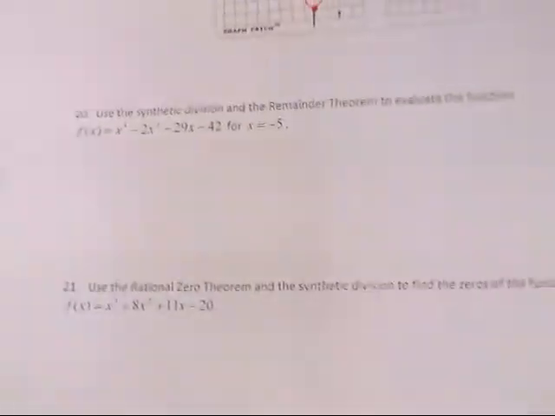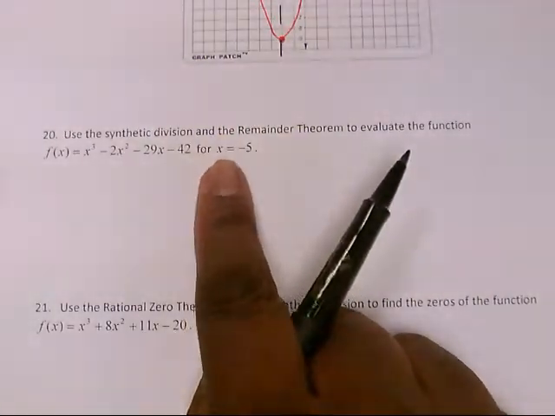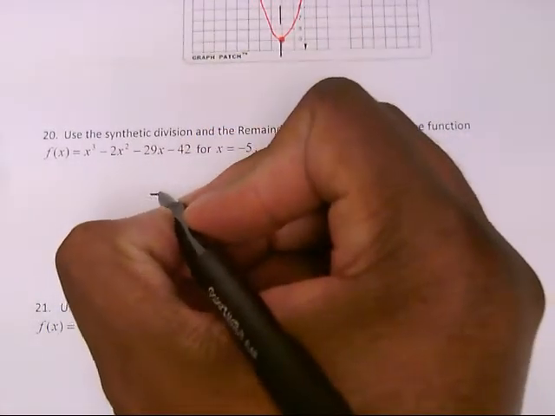Number 20. Use synthetic division and the remainder theorem to evaluate the function f of x equal to x cubed minus 2x squared minus 29x minus 42 for x equal negative 5. Okay? Well, using synthetic division, that x equal negative 5, that's going to be my divisor.